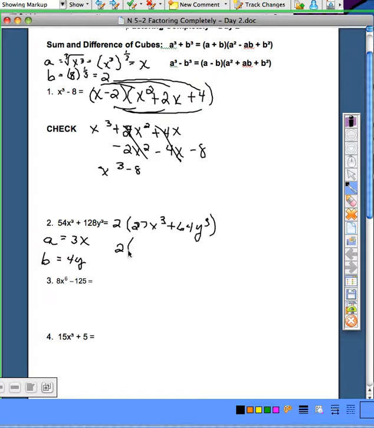So now let's look at our pattern. We have 2 times, we still need the 2 because that's part of what we factored out to get to our original. A plus b, so we have 3x plus 4y. Again, we're looking up here, right here, at our sum of cubes. The next parentheses is a squared, which is 9x squared, minus a times b, so that's 12xy, and plus b squared is 16y squared. And that would be our factored answer.